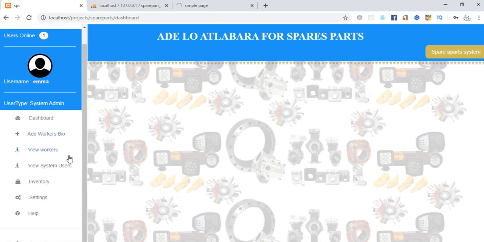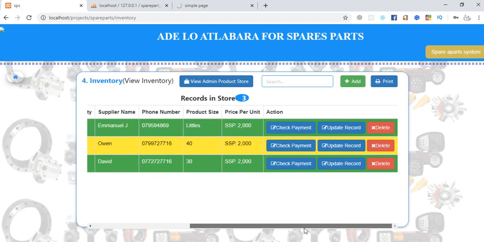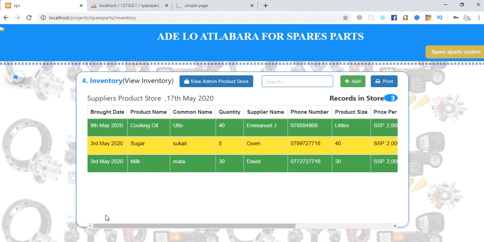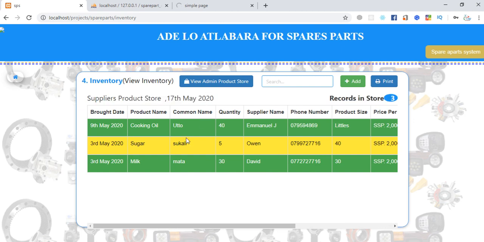So here, if you cross check on the inventory, the system tracks check payment, update payment, and delete. Because I left all those things, it even picks up the records. And this section is for the supplier's product store. That implies someone else supplied you with the product. You view from here. That's what is there on the ground.